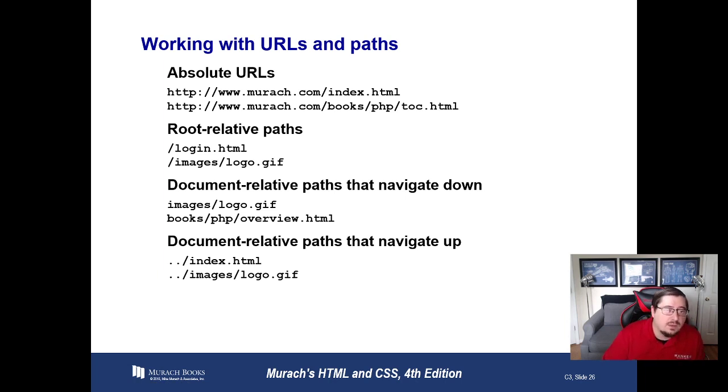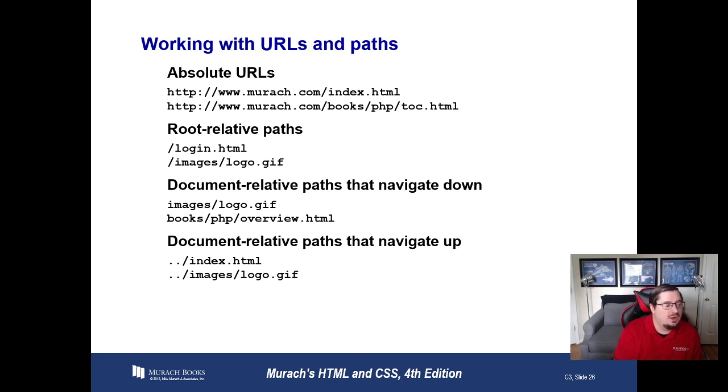There are also root relative paths. Root relative paths start with a slash. That means that where you're looking for the resource is going to start with the root of the website. So if we're running it with Live Server, that would go back to localhost, port 5500. So it's going to go back to the root.